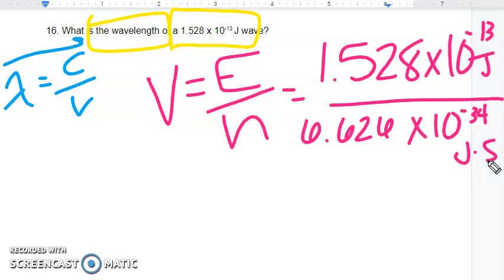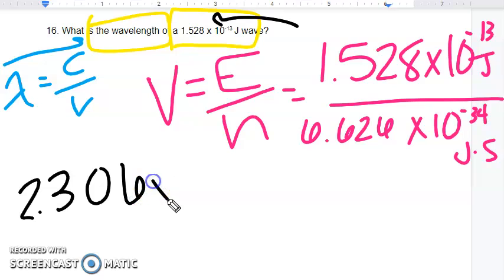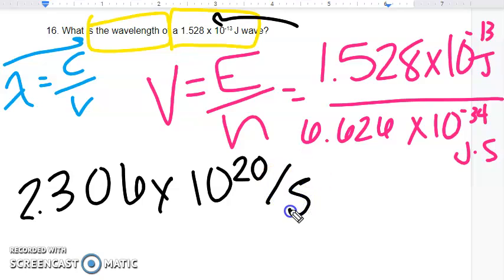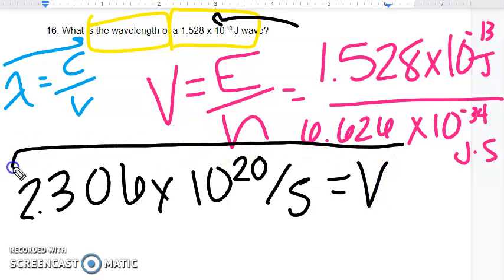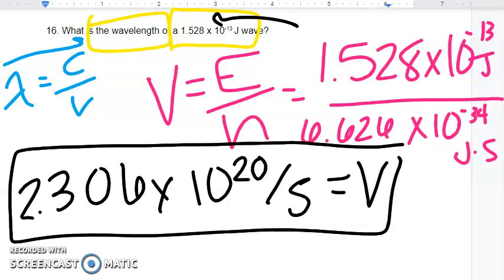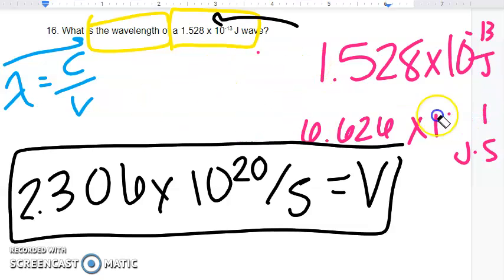Do you see what I just did? Now, when I solve for this, we want to make sure we are looking at those four sig figs. So my calculated answer for this is going to be 2.306 times 10 to the 20th. Now remember, this isn't my answer in the end, because we're just solving for frequency at the moment, and frequency would be per second. Now guys, again, this is my V. The question does not ask me for V. The question asks me for wavelength.